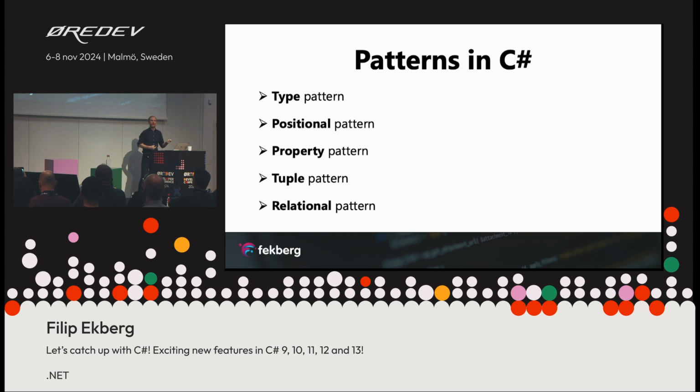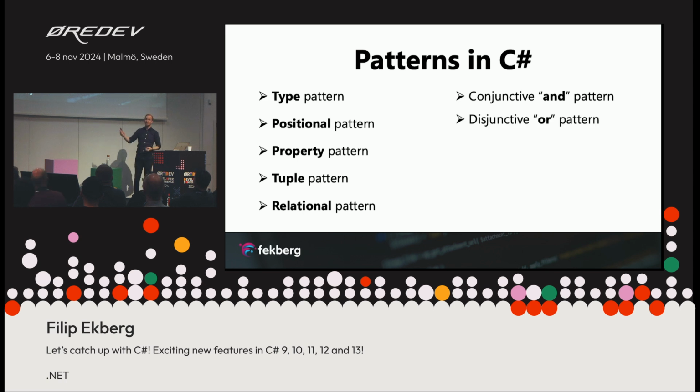We can have relational patterns, meaning that I could check a property value. For example, if I have a person with an age property, I could say, this person has to be over 20 years old, and write that in a very concise and nice syntax. We can use these together with a conjunctive and pattern to say that it has to be over 20 and under 40. Or it has to be some arbitrary numbers.